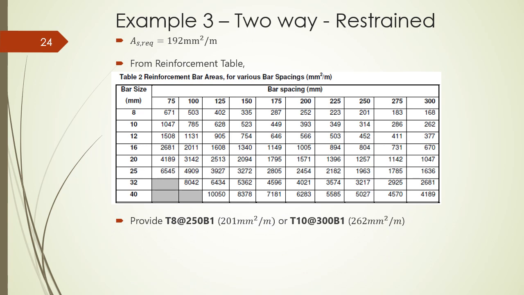So we provide anything larger than 192. T8 at 250 bottom 1 gives us 201, and T10 at 300 bottom 1 gives us 262. Any of these are right answers. Of course, you need to keep the value you decide on at the back of your mind, because we will need this value while we are going ahead to verify deflection at a later stage.